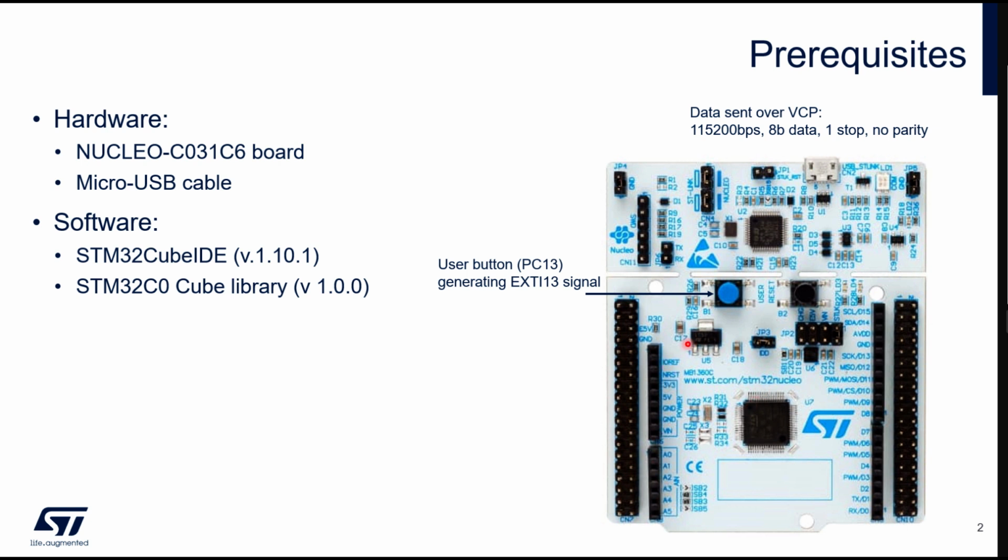C031C6 board, which will be connected to our PC with micro USB cable. And then from software point of view, I will use STM32CubeIDE in version at least 1.10.1 and STM32Cube library in version at least 1.0.0. Here on the screen we can see as well the blue button which will be used to generate an external signals as it is connected to PC13 pin in our microcontroller.